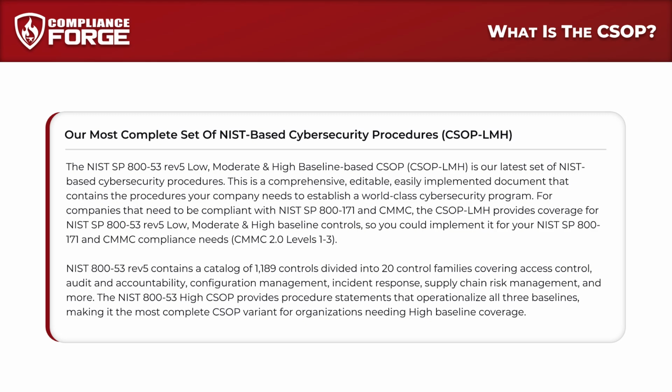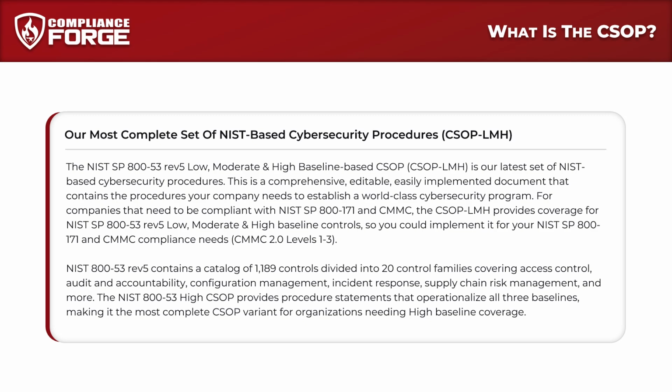NIST 853 Revision 5 contains a catalog of 1,189 controls, divided into 20 control families, covering access control, audit and accountability, configuration management, incident response, supply chain risk management, and more. The High CSOP provides procedure statements that operationalize all three baselines, making it the most complete CSOP variant for organizations needing high baseline coverage. The CSOP addresses the how questions in an audit, since procedures provide the means for how your organization's policies and standards are actually implemented.